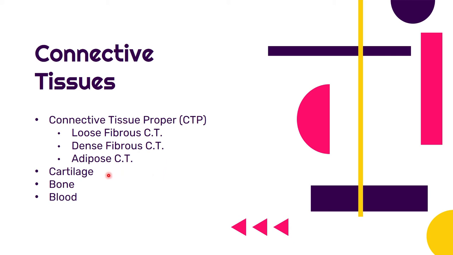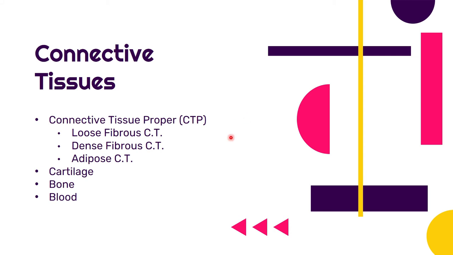Okay? Then we also have another type of connective tissue. We have the cartilage, we also have the bone, and the blood. So kani si blood, siya ang pinaka-unique among these other three types of connective tissues because blood is considered as a liquid nga connective tissue while kaning uban is solid. Okay?